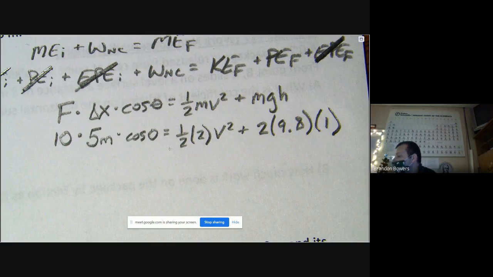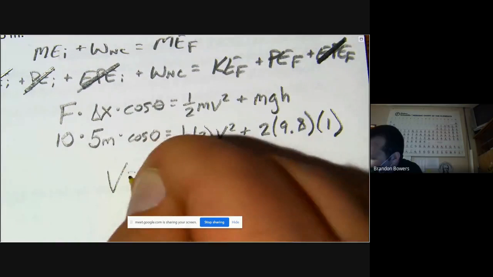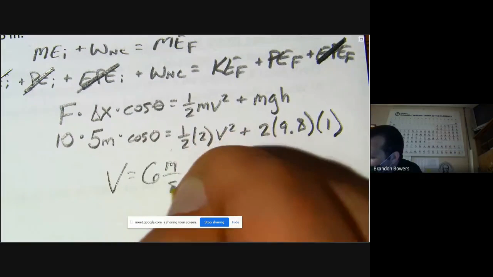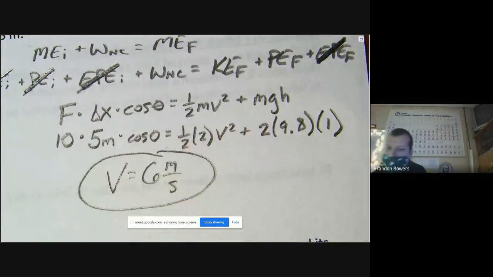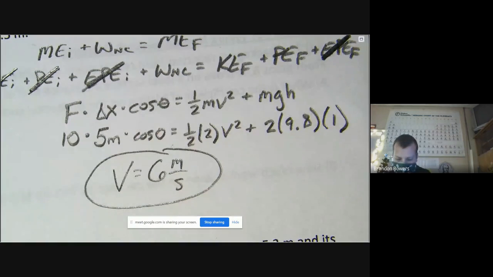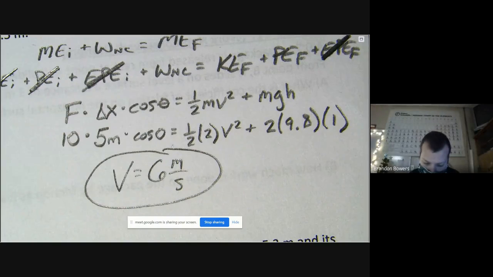Anybody get an answer? 6 is what I got as well. You guys getting that? Okay. Yeah. Would it be negative 6? Because now that it's showing it's at the top of the loop, it's changed direction. So now it's traveling the opposite direction.